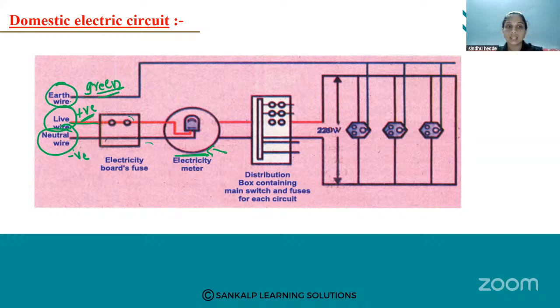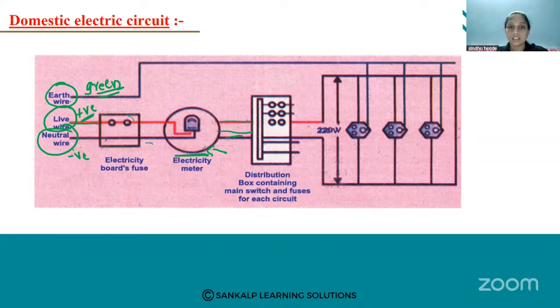Here live wire and neutral wire are connected to this meter board, and next it is connected to the distribution box. So from the electricity meter it is connected to a distribution box. This distribution box contains a main switch, some fuses, and some other circuit components.